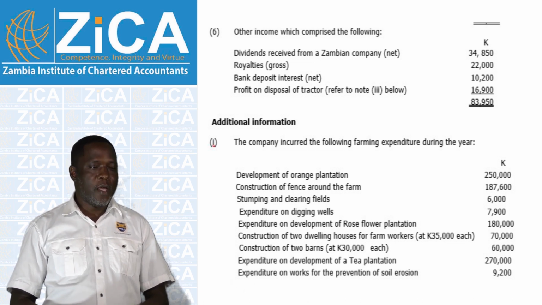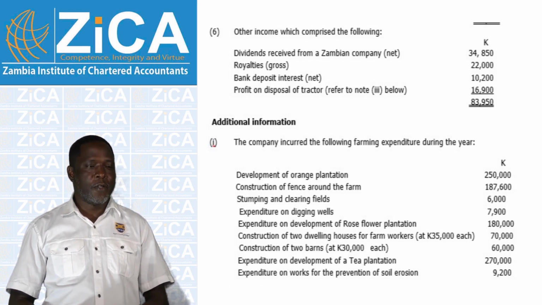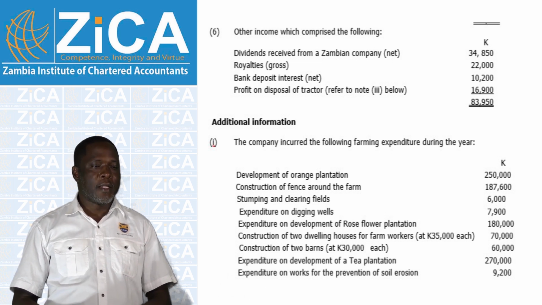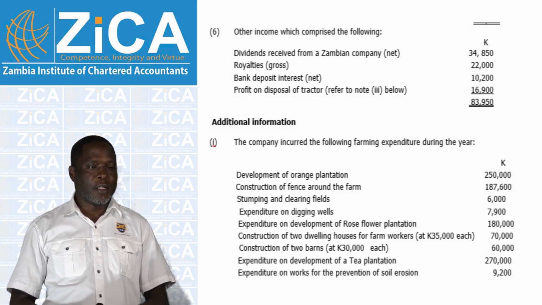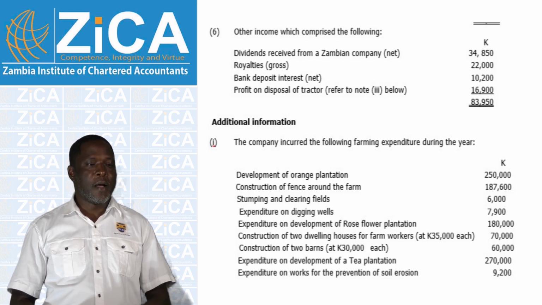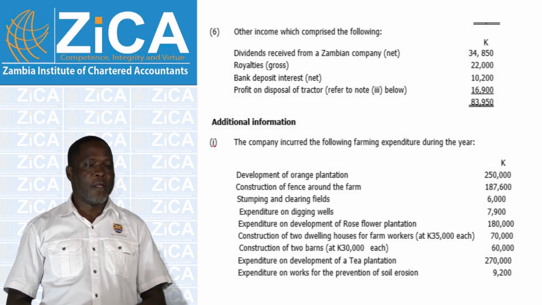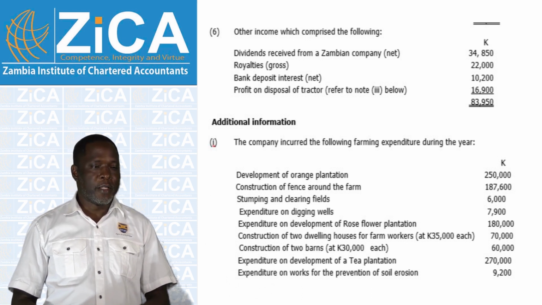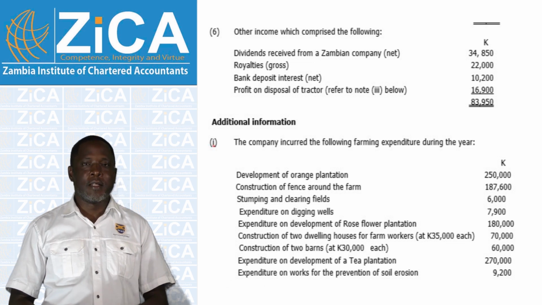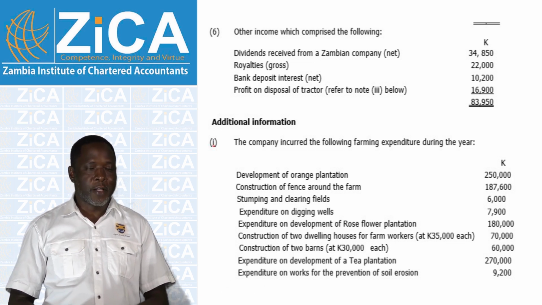So how do we handle that? When we are computing the taxable business profits for the company, we are supposed to deduct the exact figure for investment income which was included in the question. For example, the dividends received from the Zambian company was stated net of withholding tax already removed at source.